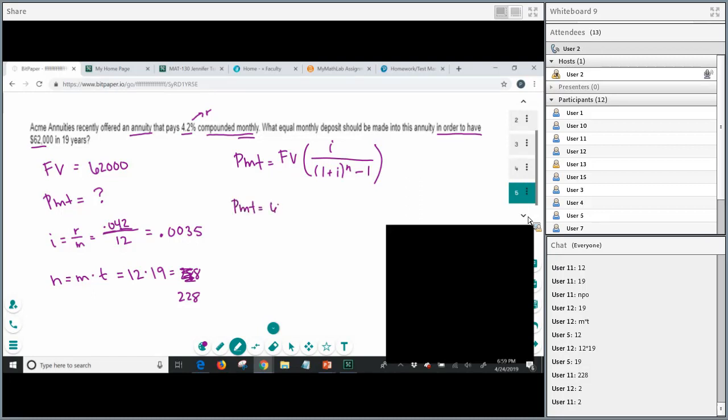Okay, so let's plug everything in. So the future value was 62,000, sorry. The I we found was 0.0035. 1 plus I, again, I is 0.0035, raised to the n we found was 228, minus 1. There we go. Okay? So go ahead and try it in the calculator and let me know what you get.